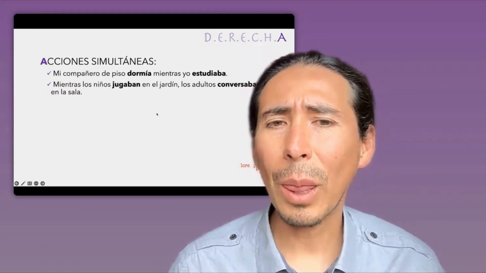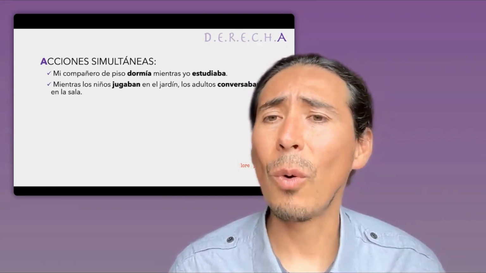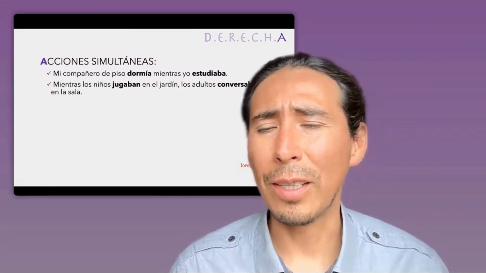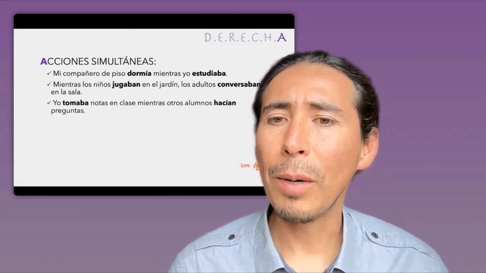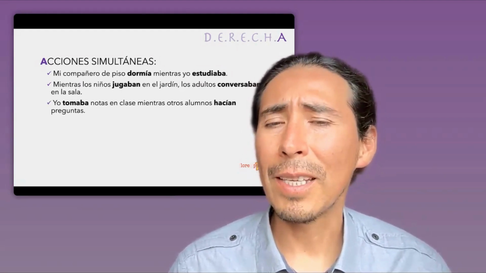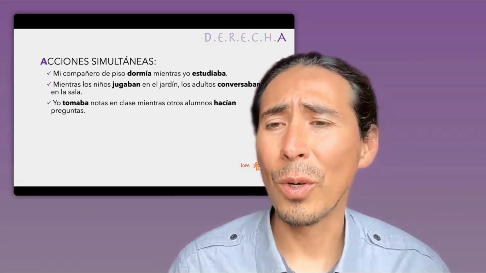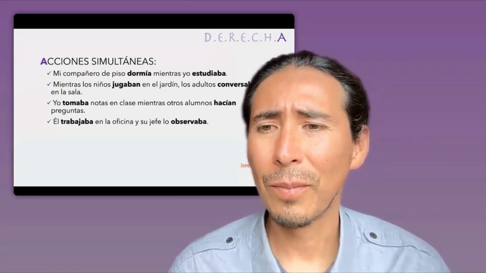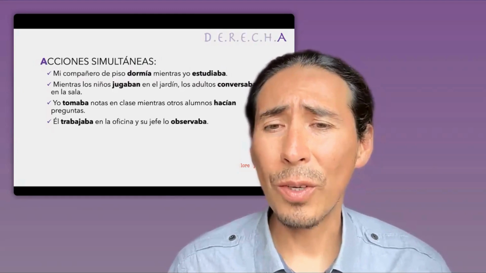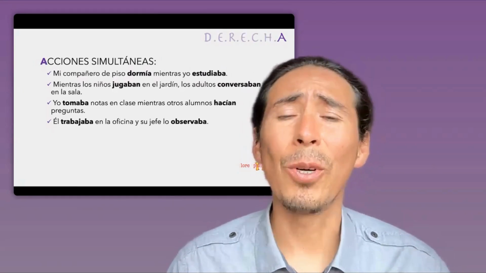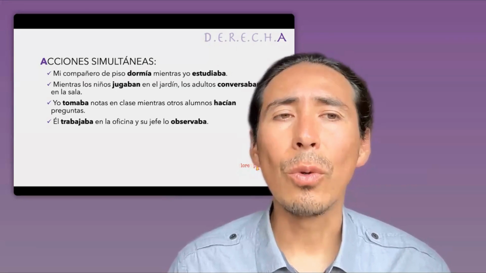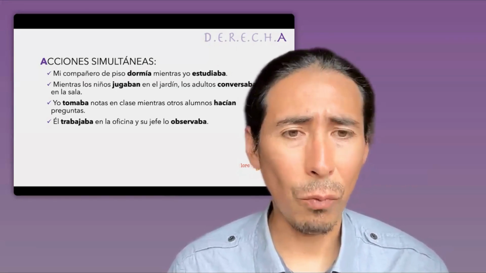Mientras los niños jugaban en el jardín, los adultos conversaban en la sala. While the kids were playing in the garden, the adults were talking, were chatting. Yo tomaba notas en clase mientras otros alumnos hacían preguntas. I was taking notes in the class while other students were asking questions. Él trabajaba en la oficina y su jefe observaba. He was working in the office and his boss was observing. So these are the ways we use the pretérito imperfecto with these rules.